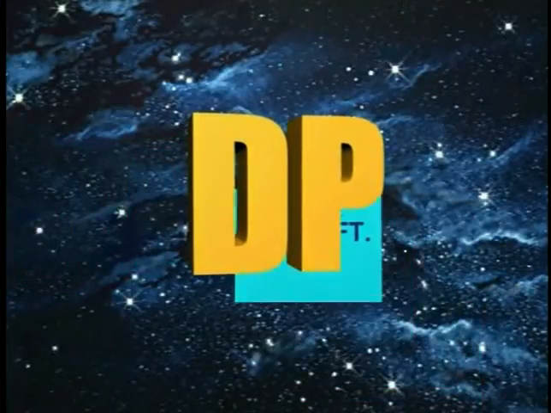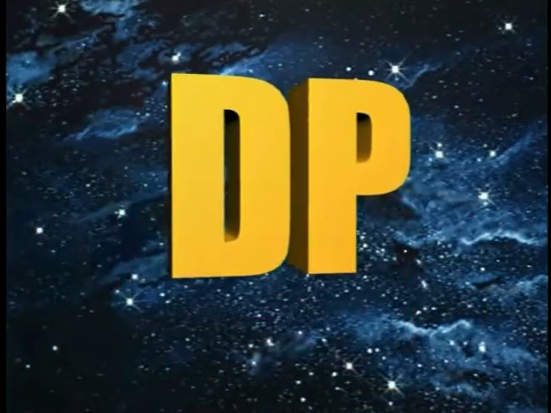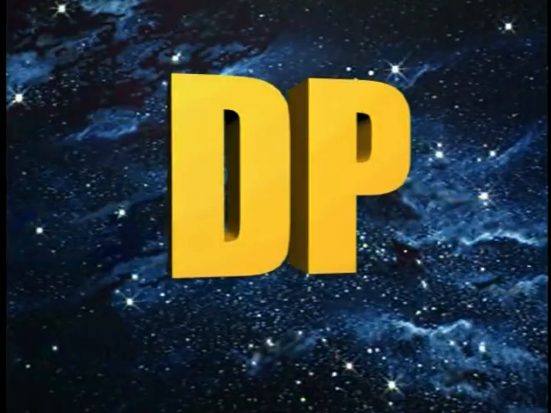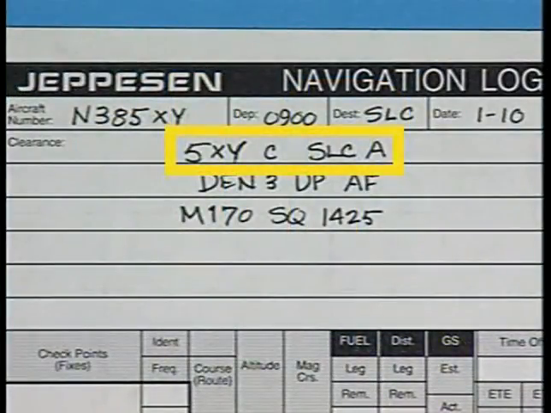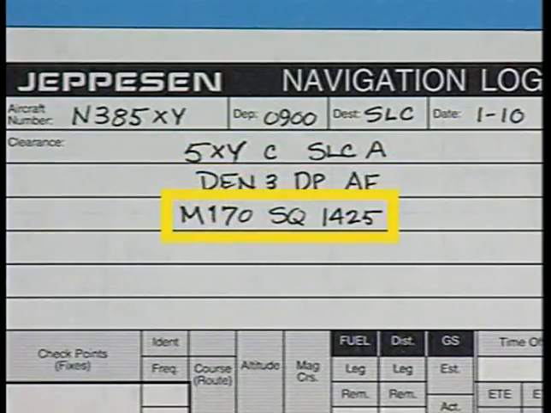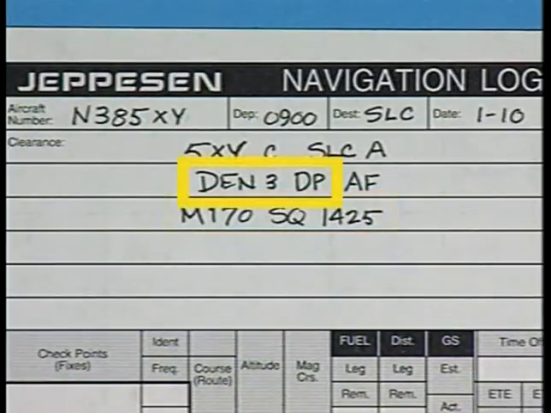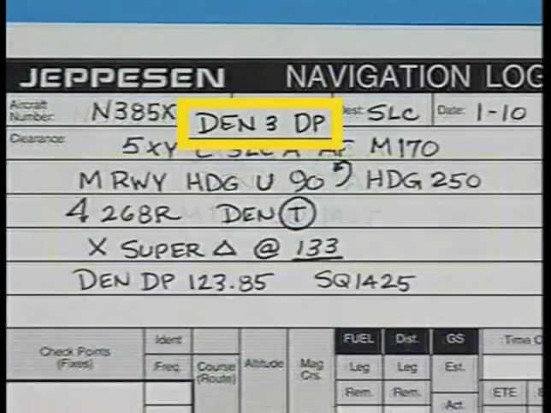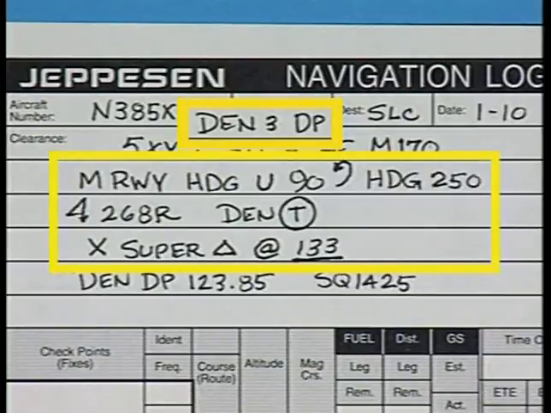This is what the clearance might sound like if you received it with an instrument departure procedure. Cessna 385 X-Ray Yankee cleared to the Salt Lake City Airport. Denver 3 departure then as filed. Maintain 17,000. Squawk 1425.